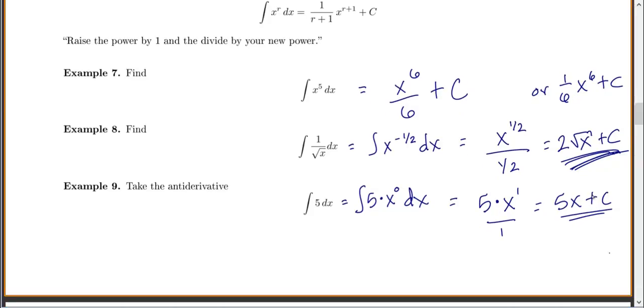Okay. If you're not sure if you believe me, go ahead and take the derivative of this. The derivative of 5x is 5. The derivative of c is just 0. So I'd be back at 5, which is where we started. Okay, so again, this is a handy trick there. If you need to take the integral of just a constant, pretend that it's times x to the 0, or rewrite it as x to the 0.